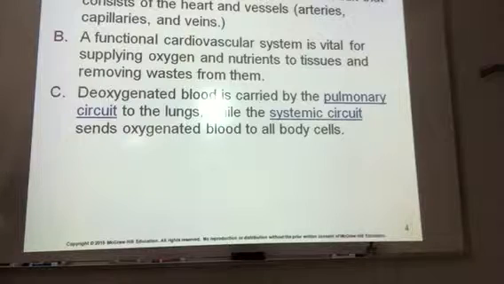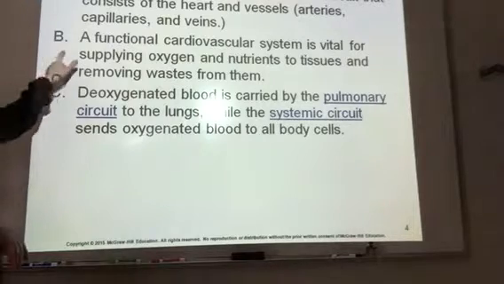That means that everything is enclosed. Blood doesn't pool throughout your body. It stays in the tubes. It's enclosed. And that circuit consists of the heart and then your different vessels: arteries, veins, capillaries.